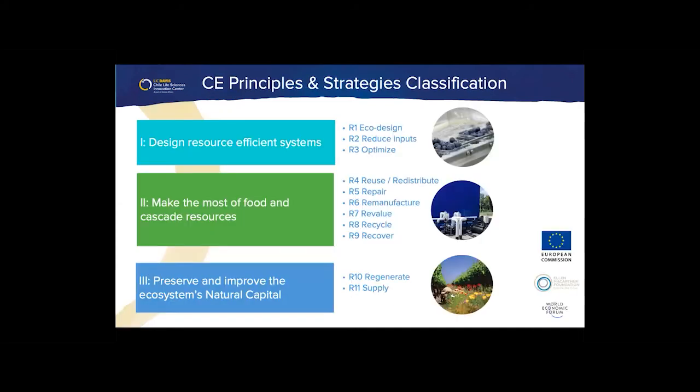In regards to this classification of the circular economy principles and strategies, we based our work on the European Commission, the Ellen MacArthur Foundation, and the World Economic Forum to come up with these three principles. The first is design a resource efficient system. The second one is make the most of food and cascade the resources. And the third has to do with preserve and improve the ecosystem's natural capital.